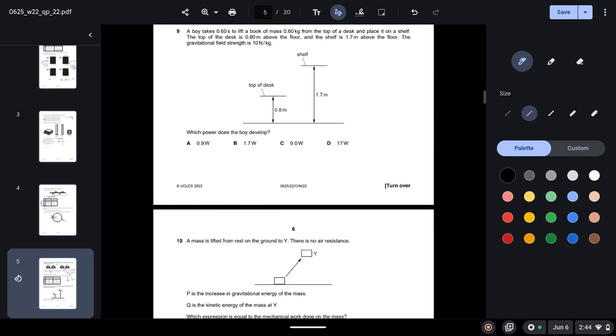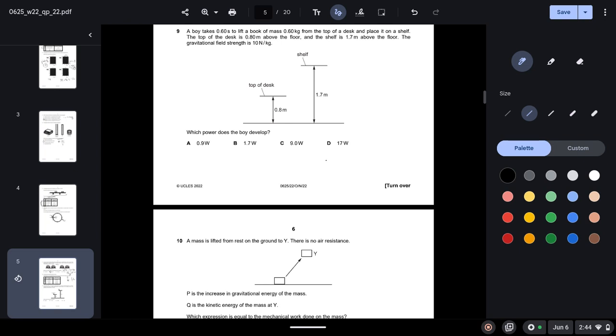9. A boy takes 0.6 seconds to lift a book of mass 0.6 kilograms from the top of a desk and place it on a shelf. The top of the desk is 0.8 meters above the floor and the shelf is 1.7 meters above the floor. The gravitational field strength is 10 newtons per kilogram. Which power does the boy develop?